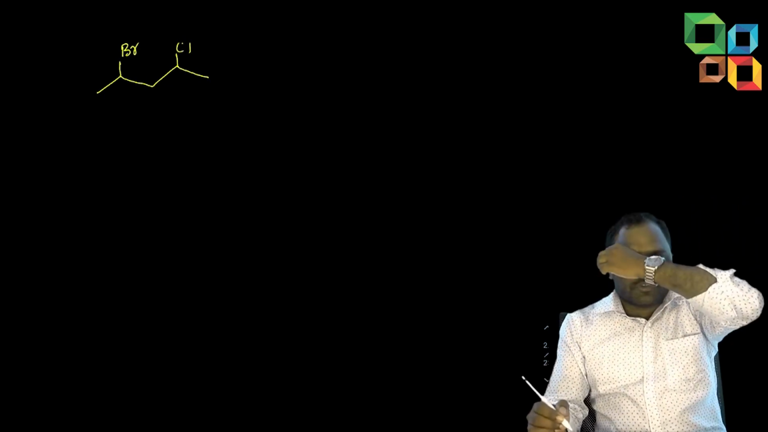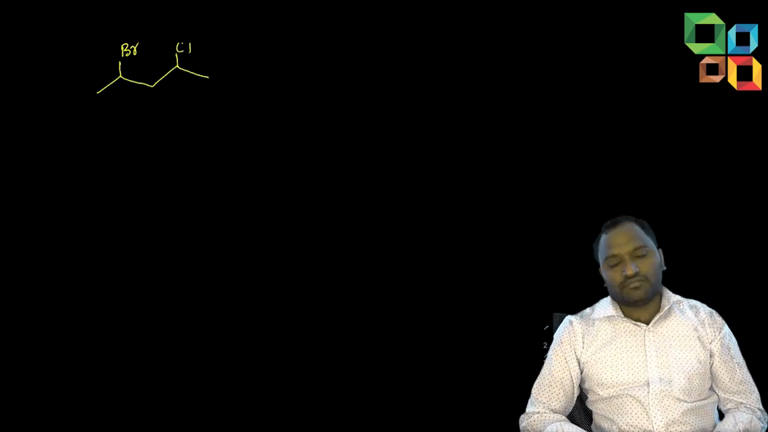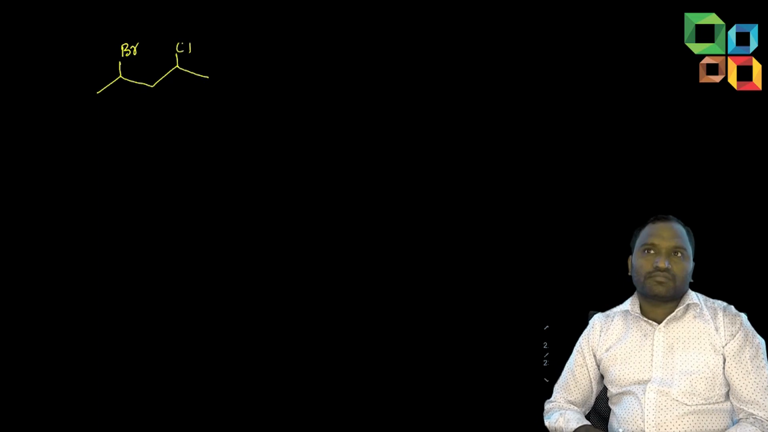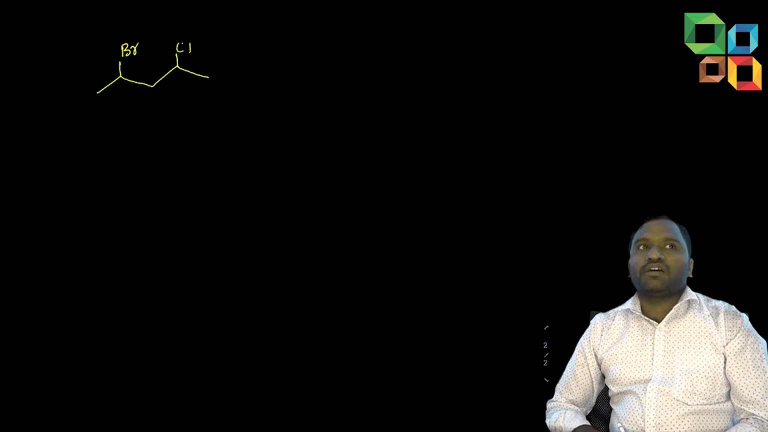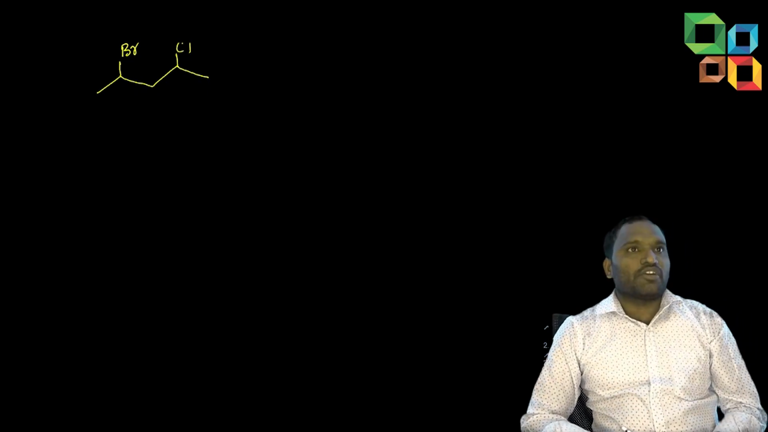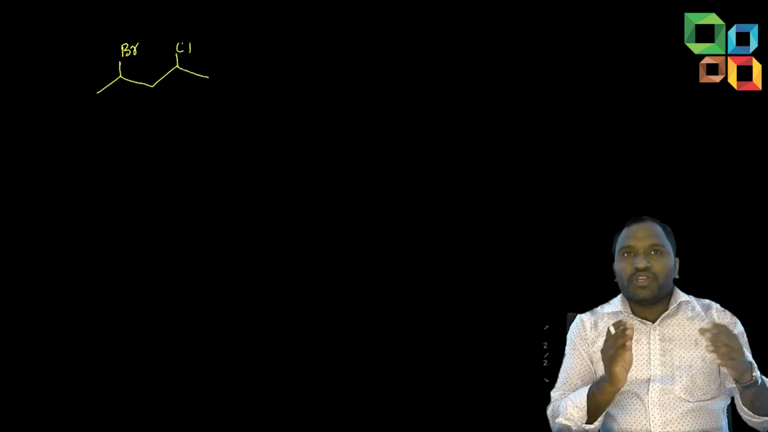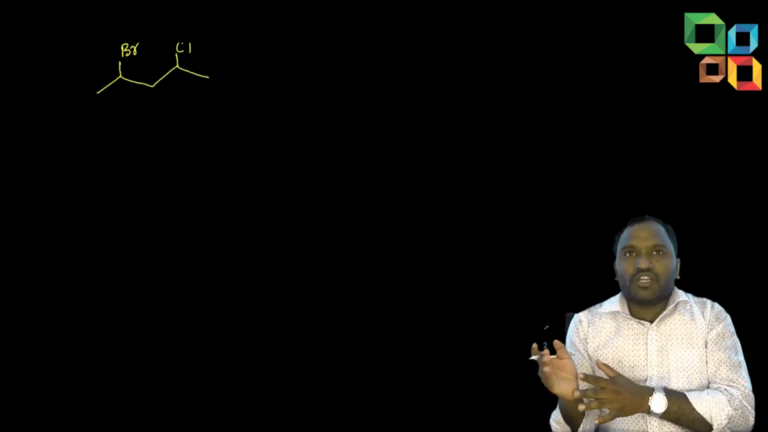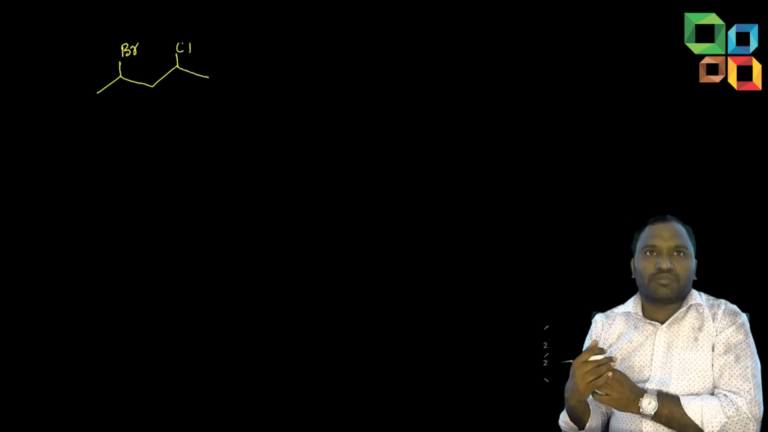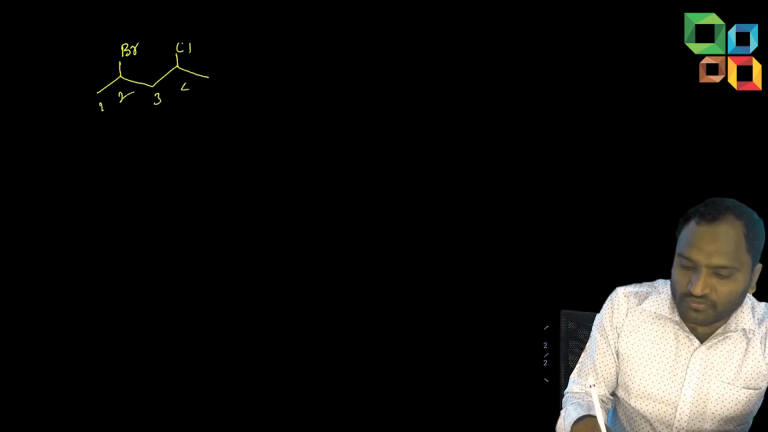Which side do I have to give numbers, students? Left to right or right to left? I want the reason also. Left to right. Why? Because of alphabetical order. Very good, Ajit, correct answer. Anaga, correct answer. Left to right, because B comes first. If you number from left to right, bromine gets the lowest number. From right to left, chlorine gets the same number. In that case, alphabetical order is the preferred one. 1, 2, 3, 4, 5.